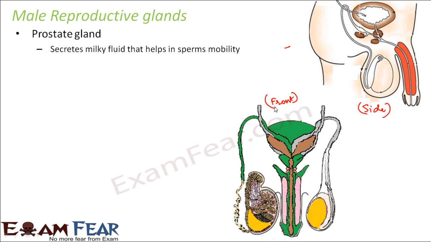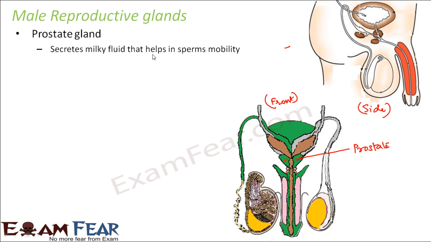The first one which we are going to talk about now is the prostate gland. These structures which you see here, the green colored structures, are the prostate gland. They also exist in pair. This is one and this is the other one, so on two sides you have two glands. They secrete a milky fluid that helps in sperm's mobility.